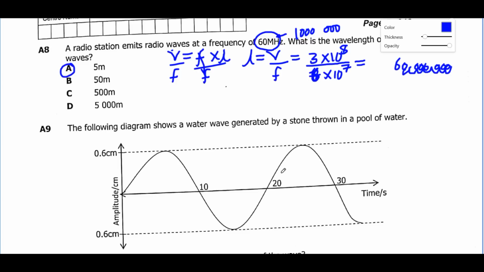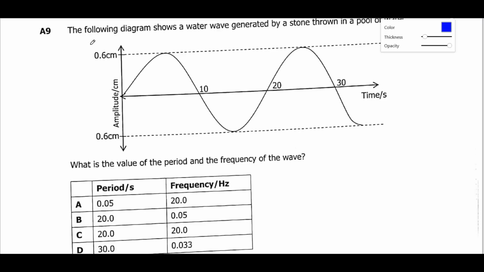We can move on to question number 9. The question reads, the following diagram shows a water wave generated by a stone thrown into a pool of water. Okay, so what is the value of period? So we need to find period and the frequency of the wave.